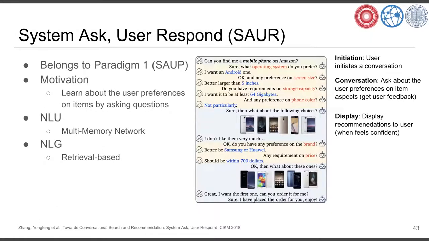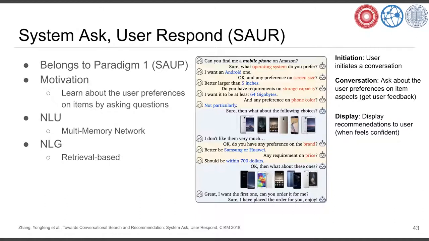So the following work will talk about that, focusing on natural language understanding and natural language generation. This work has been accepted by CIKM 2018, which we call System Ask, User Respond. It belongs to paradigm one because the user only provides the passive response.